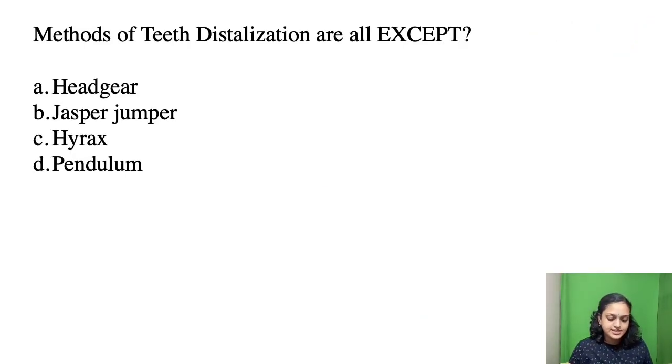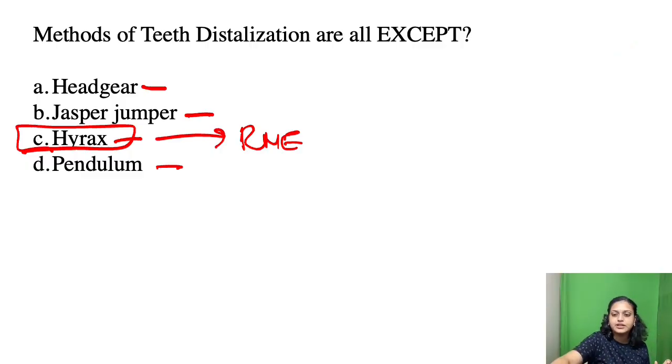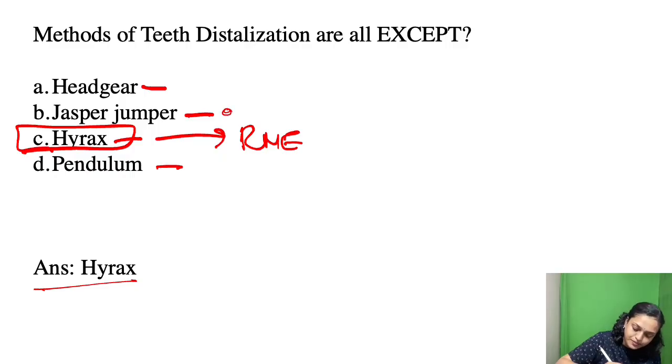So methods of teeth distalization are all except; they have given you options: headgear, Jasper jumper, Hyrax, pendulum. You all know Hyrax is an RME appliance and not a distalizing appliance. So clearly the answer is Hyrax. But you also see Jasper jumper.